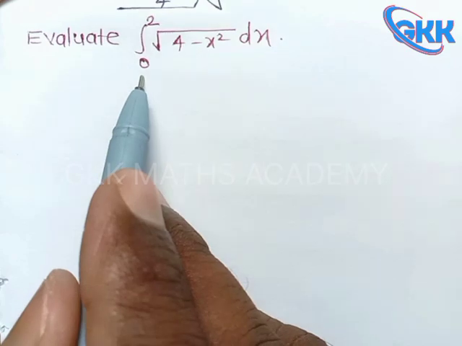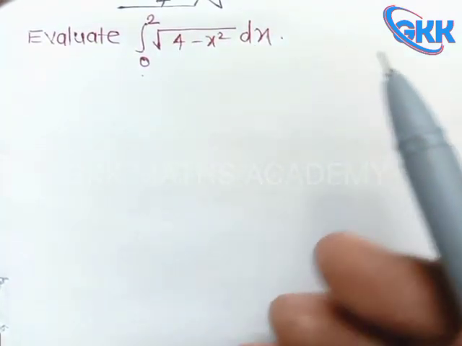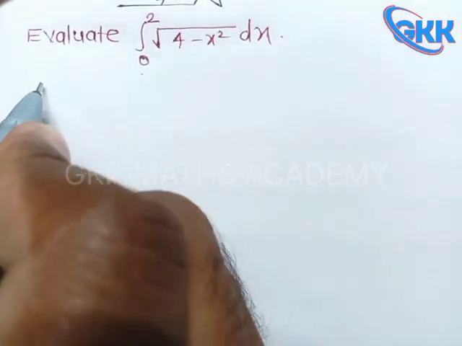Evaluate the integral from 0 to 2 of the square root of 4 minus x square dx. Same formula, sir.